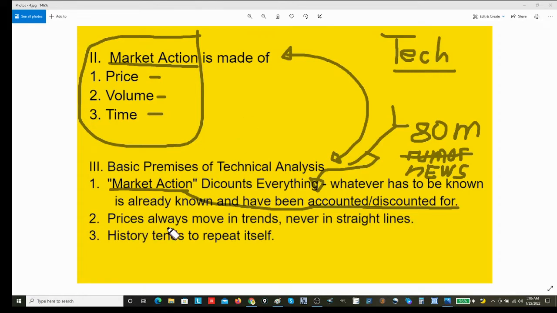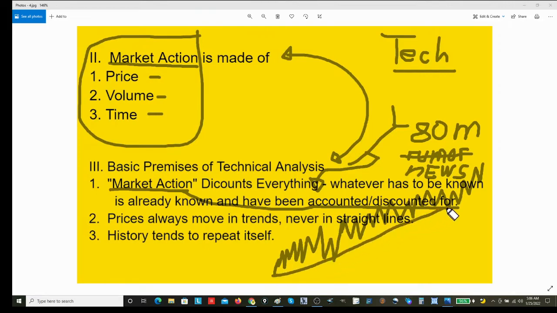Second premise is prices always move in trends, never in straight lines. Prices always move in trends, and I'm sure you'd notice there's always up and down movement. Despite the zigzagging pattern, it is a trend. For example, in this trend I'm drawing, it's clearly an uptrend. Even though it has a zigzag pattern of ups and downs throughout the days, it is nonetheless an uptrend movement.